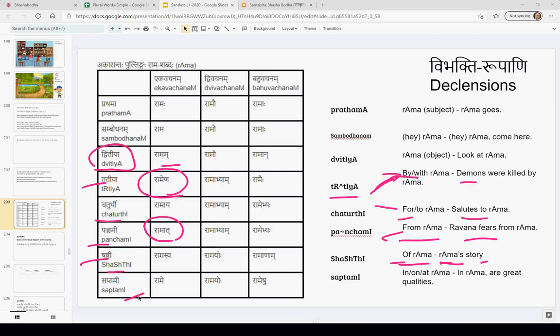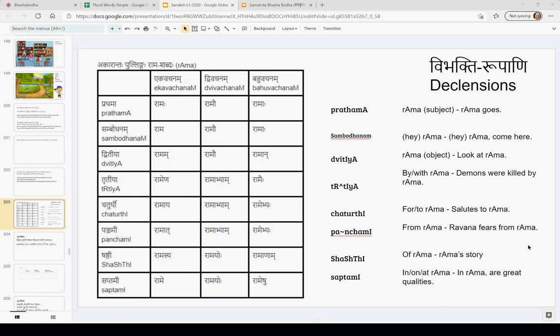Then Saptami, or the seventh declension form, is used when a location is indicated, like in, on, at. Some action is happening in that place or on something at that place. Or the qualities are in Rama. Rama is holding those qualities. So Rama is a place where those qualities reside. Or I stay in a city. So where there is an in kind of relationship, or an on kind of relationship, for example, the book is on the table, in that case this seventh declension form is used. So these are the different declension forms.